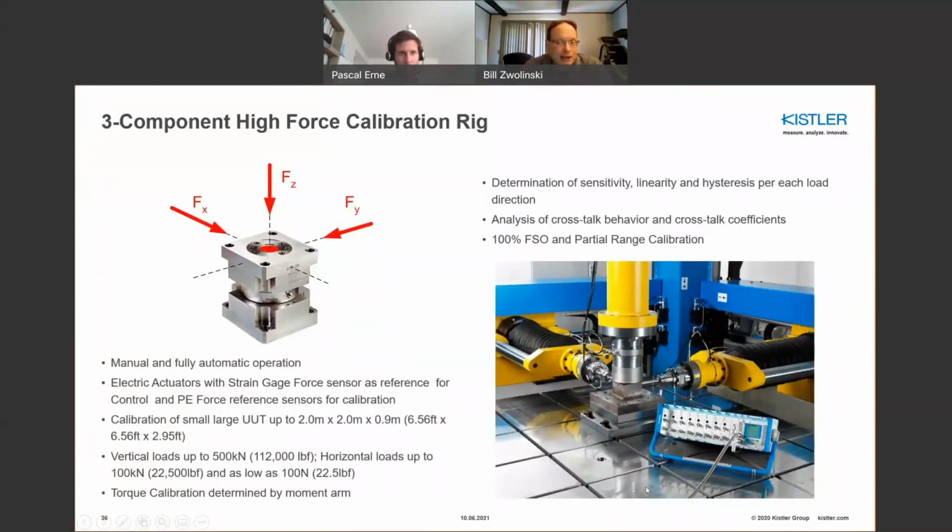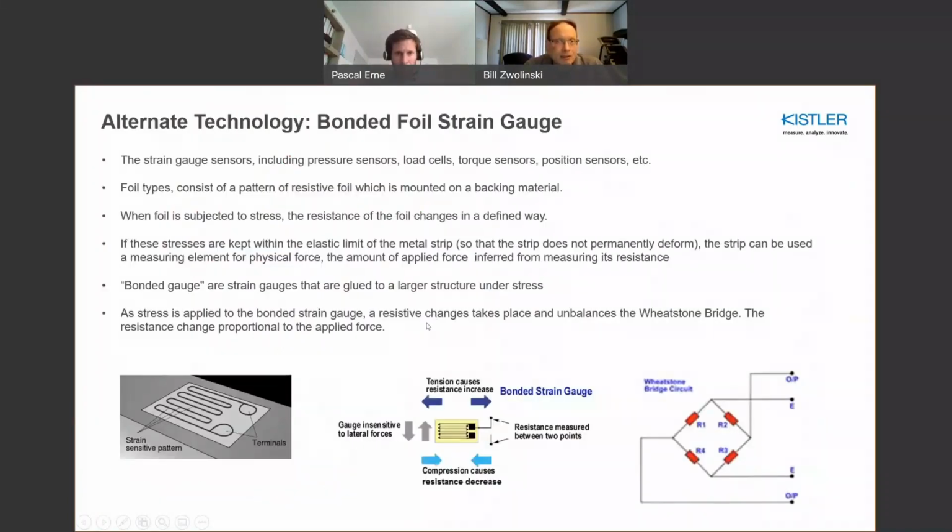Well, in this case, this is a factory calibration where you'd have a multi-component force rig that's applying known forces on the sensor itself. There's a strain gauge load cell in the path, which measures the actual applied force, and there's a piezoelectric force sensor in there to do the actual calibration, which is pretty common. Other technologies in force is certainly bonded foil strain gauge.